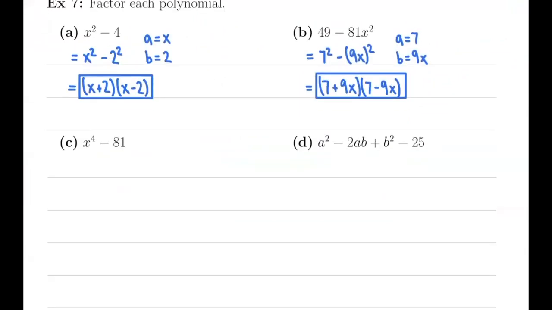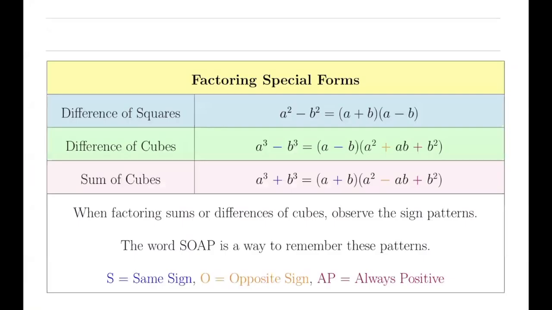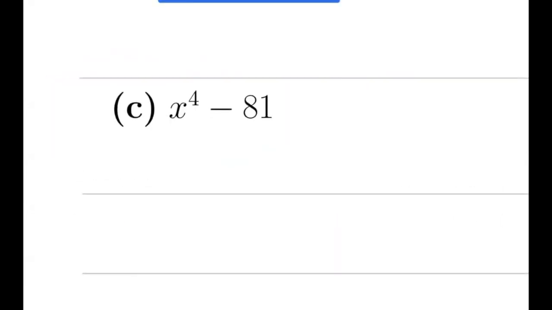All right. What about part C? This one's interesting. Notice how we have x to the power of 4 now. It doesn't really look like any of the special cases here. It doesn't look like a difference of squares. There's no cubes, so it doesn't look like a difference or a sum of cubes. So any ideas on how we can factor x to the power of 4 minus 81? I'm not too sure. So even though it's a difference of fourth powers, because 81 is 3 to the power of 4, it can be treated as a difference of squares.